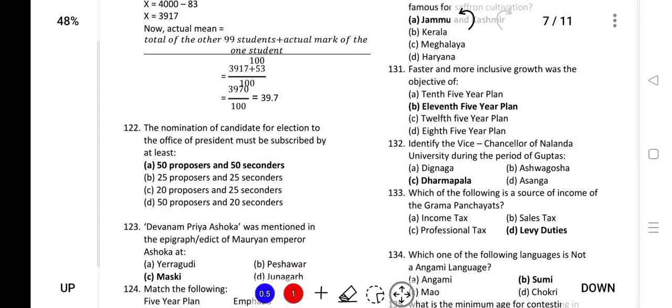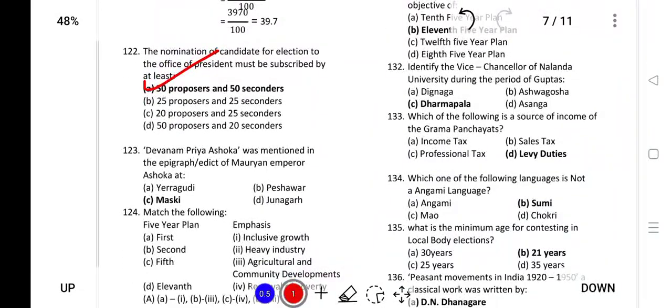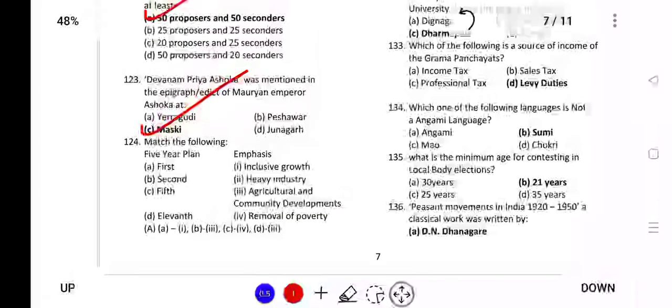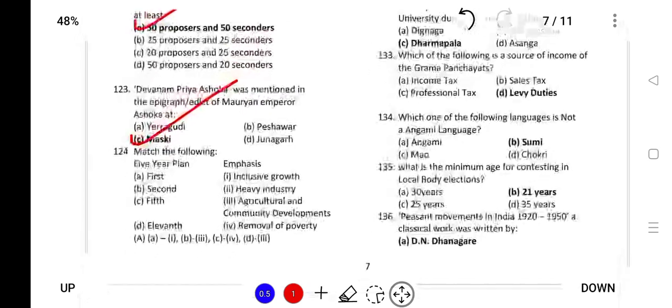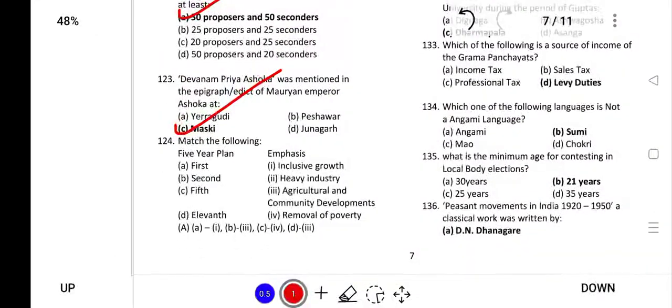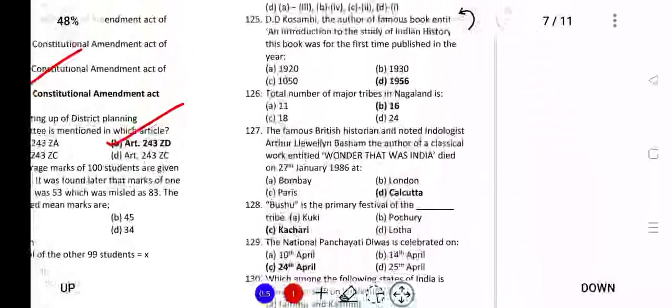The nomination for election to the President is by 50 proposers and 50 seconders. Where is Ashoka's edict mentioned? It is in Maski. First, second, fifth: the first five-year plan was agriculture and community development, the second was heavy industry, the fifth was removal of poverty, and the 11th was inclusive growth. So the option is B.